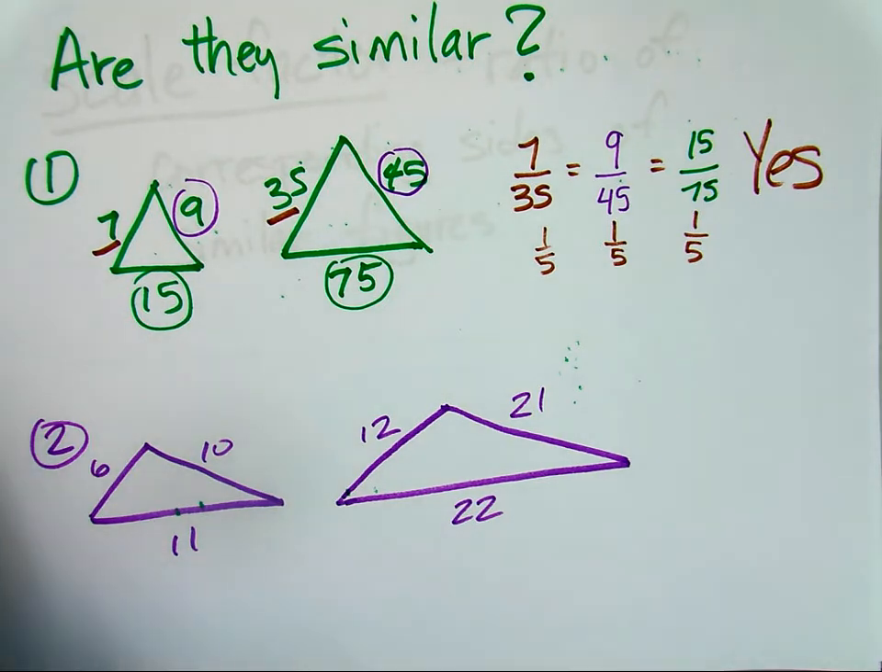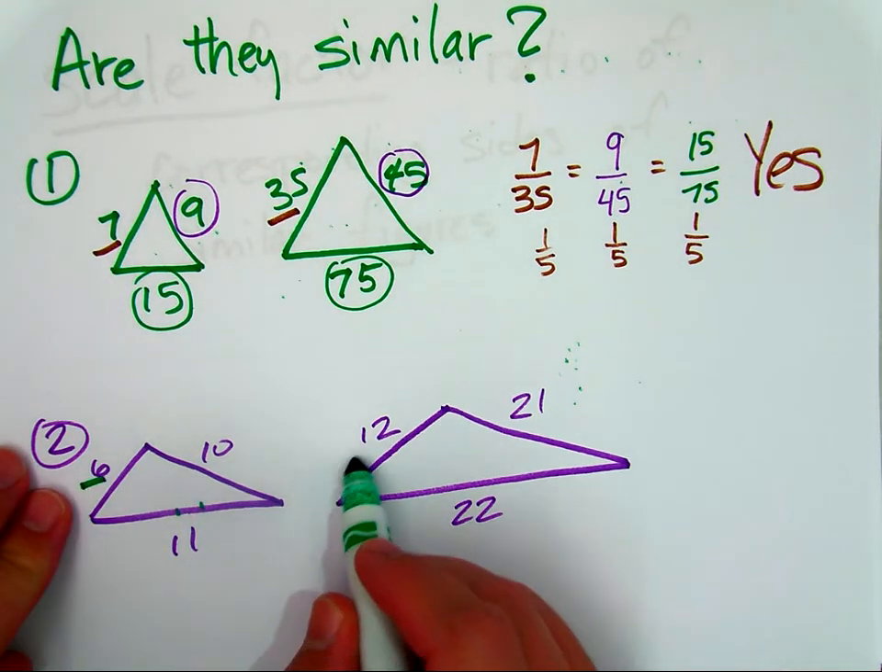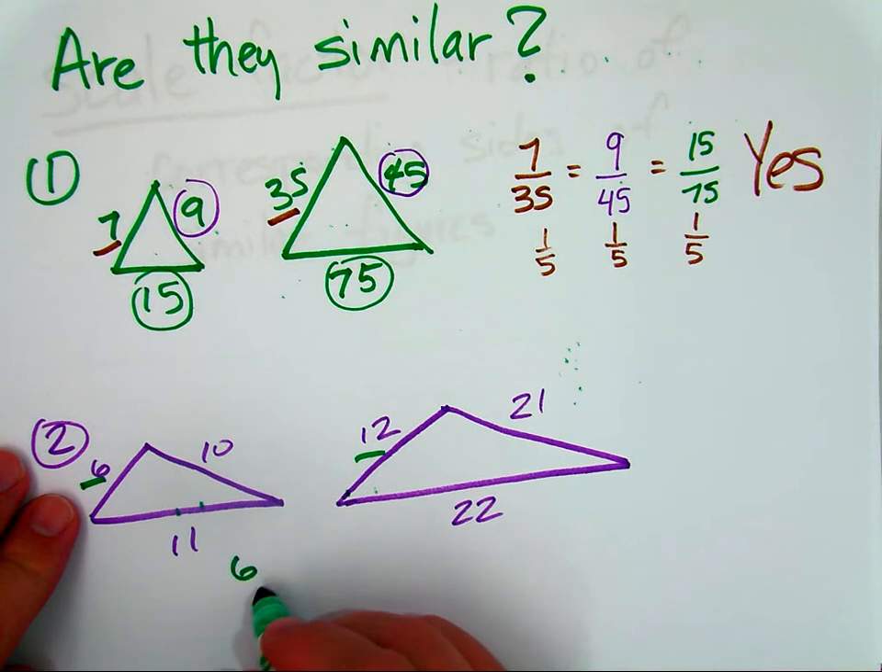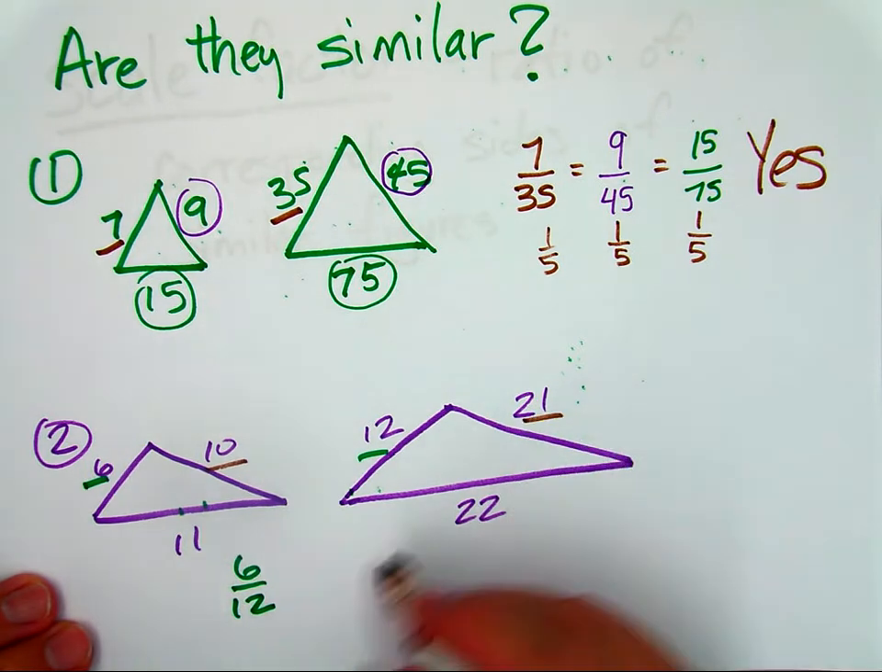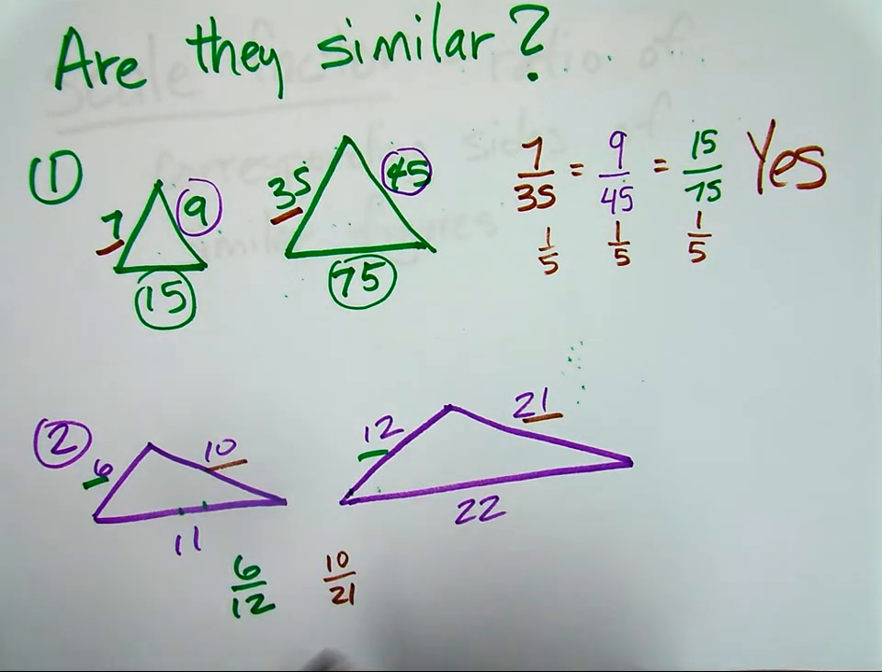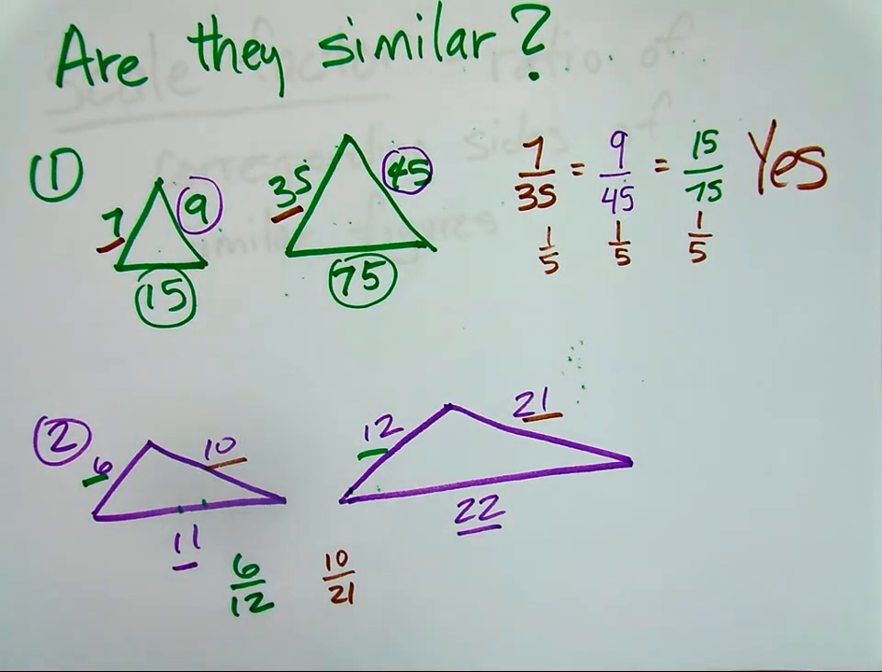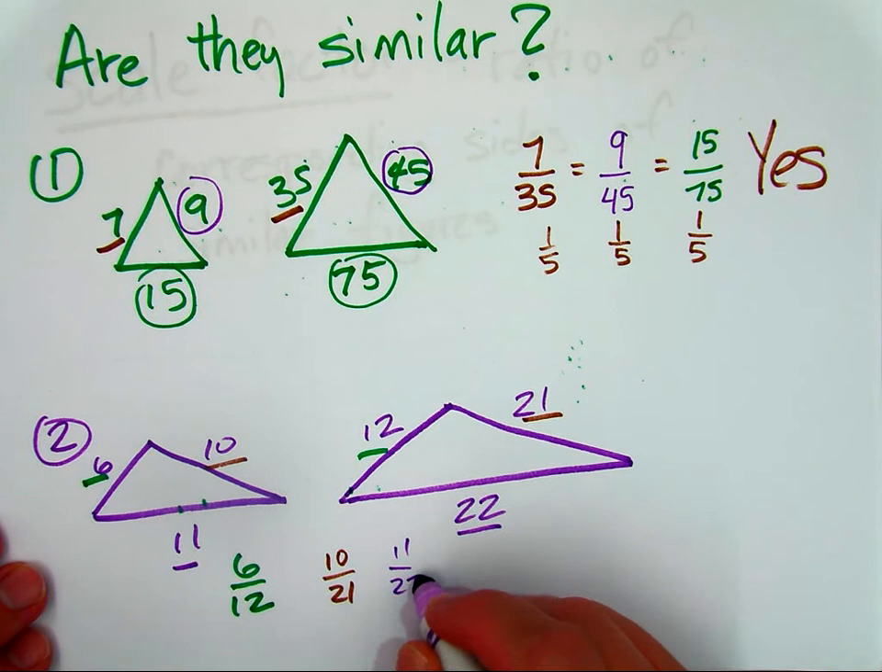Number 2. Push pause for a second and you test number 2. Alright, when I do my matchups, 6 matches with the 12, so I have 6 over 12. 10 matches with 21, so I have 10 over 21. And 11 matches with 22, so I have 11 over 22.